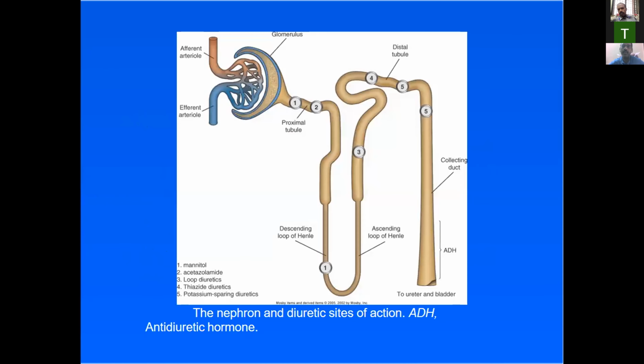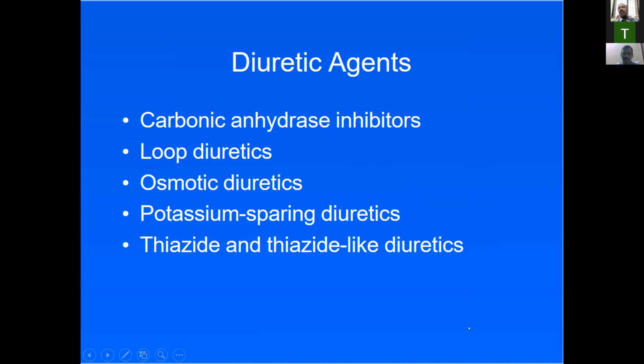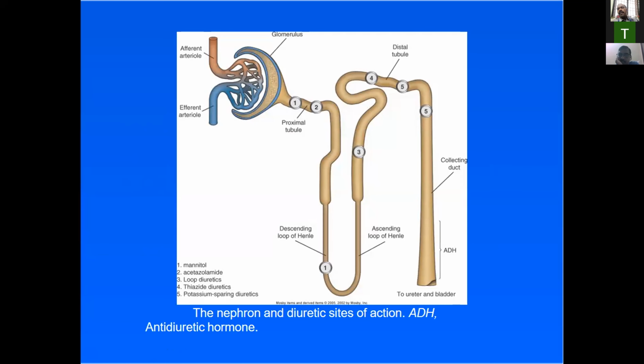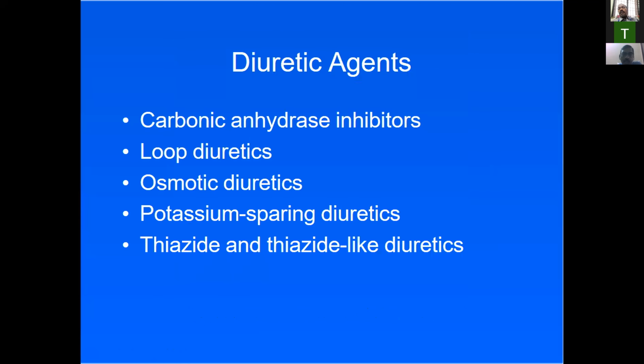Yes, sir. This is a typical picture which shows the functions of the parts of the kidney. You can see the afferent arterioles or the glomerulus in the top corner. Then the proximal tubule, then the descending loop of Henle, ascending loop of Henle, distal tubule, and collecting duct. And coming to the next one, sir, the nephrons and the diuretic sites of ADH are seen in this picture. You can change to the next one.